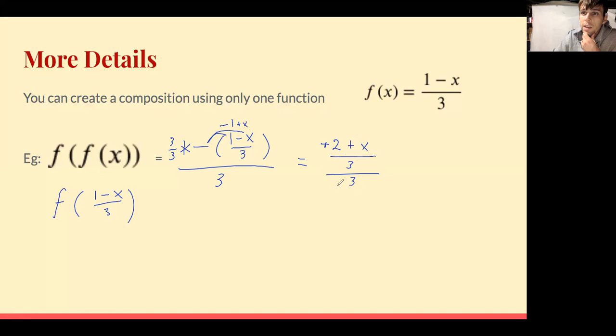Ideally, we would like to go ahead and get rid of that. So I can multiply the top and the bottom by 3 to get rid of that right there. And so that's what I would do. Multiply the top of my fraction, the bottom of my fraction by 3, so that I can end up with 2 plus x over 9. So that was a composition of a function with itself, right? Use just one function to do that. A little bit messy, but it can be done.